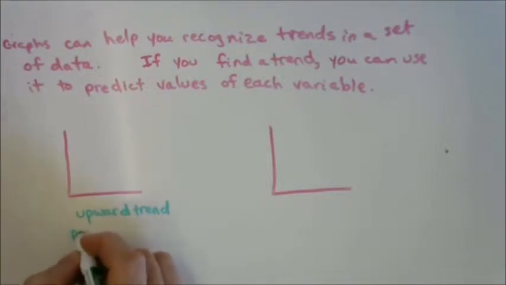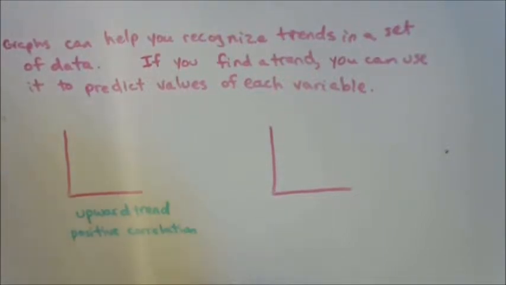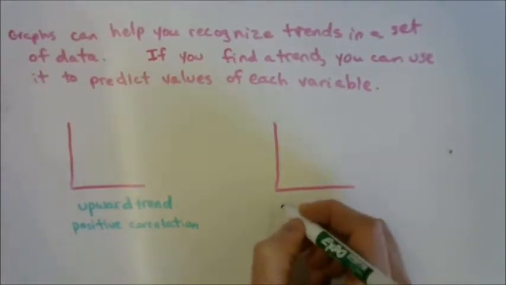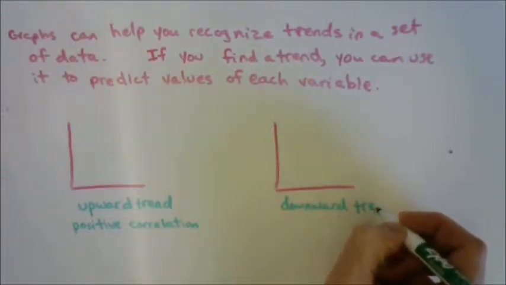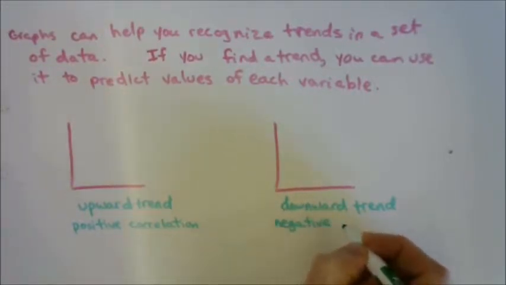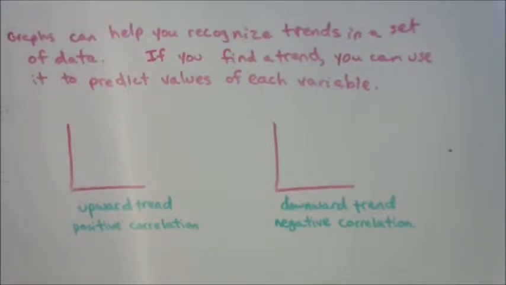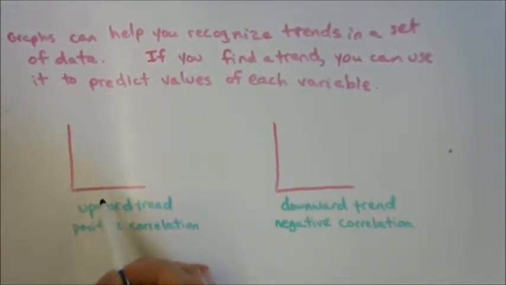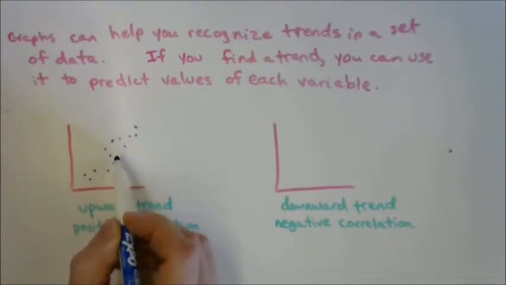Another way of saying that is positive correlation. And in the second image there, you guessed it, we're looking at a downward trend, which is also called negative correlation. Correlation is basically a question of, do these things relate to each other? Is the one variable dependent on the other variable? So for the upward trend, I'm just putting in random dots to give an example of what an upward trend would look like. It would look something like that.